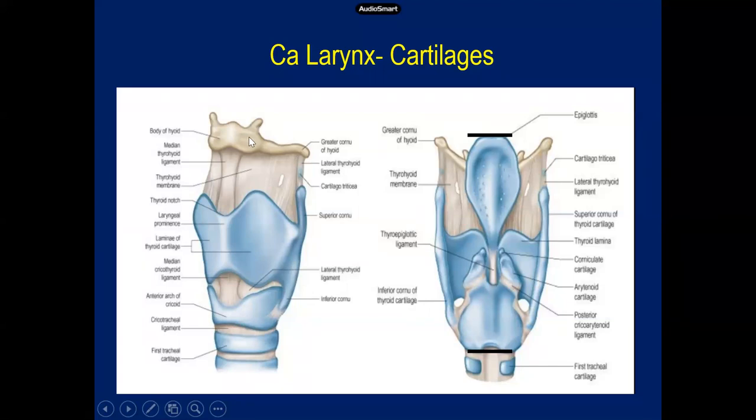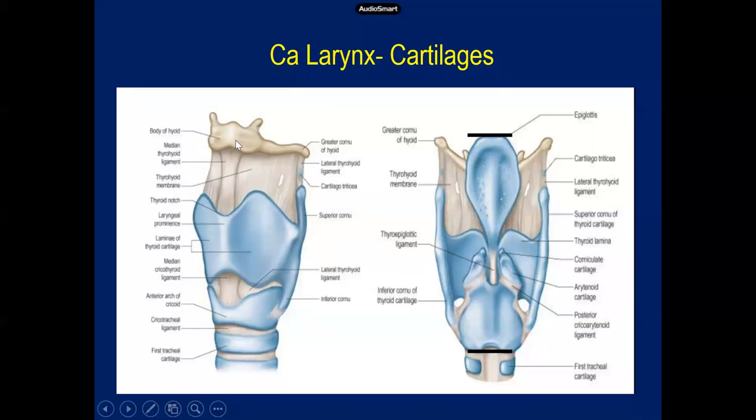You have the hyoid bone, and this is the thyroid cartilage. This is the cricoid cartilage, and this is the arytenoid cartilage, and this is the corniculate cartilage. The corniculate and the cuneiform cartilages we cannot see in CT scans. We can see only the hyoid bone, the thyroid cartilage, the cricoid and the arytenoid. So these are the bone and cartilage which we see.